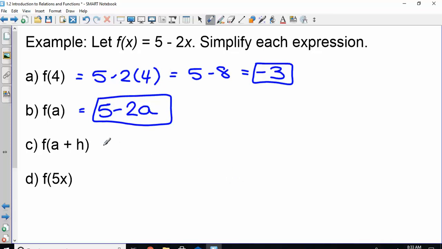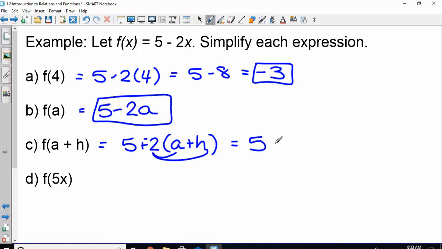If I said f of a plus h, what am I doing? 5 minus 2 parentheses a plus h. Good. Those parentheses are important because what do I need to distribute through there? 2. Yeah. In fact, let's make it a negative 2. So if you take a negative 2 through there, you get a negative 2a and a negative 2h. So we can plug in numbers, but we can plug in variables as well.